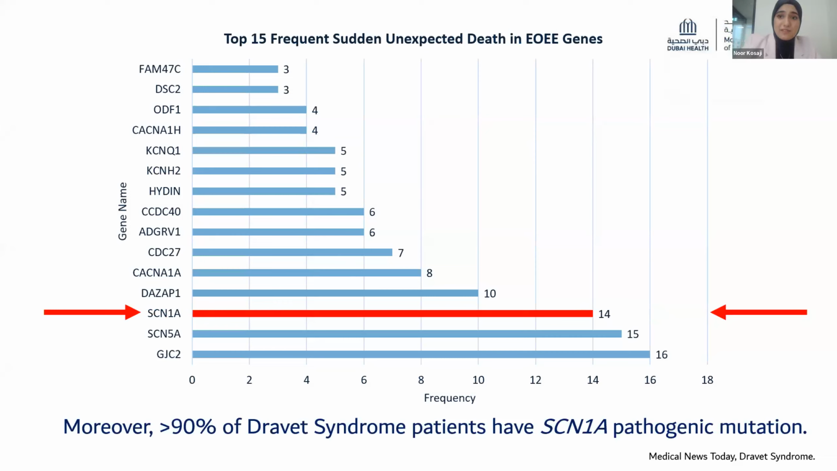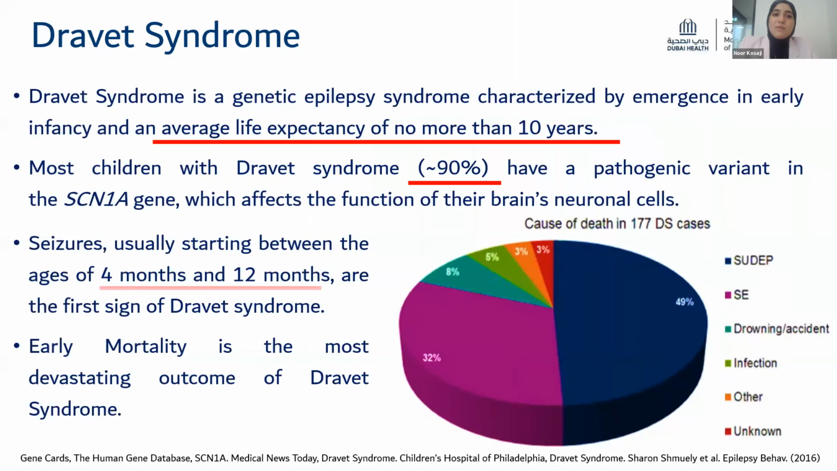Now, what is Dravet syndrome? Well, Dravet syndrome is a subset of early onset epileptic encephalopathy, particularly devastating since it emerges very early in life, in infancy in particular, and then has a very low average life expectancy of no more than 10 years. The majority of children suffering from Dravet syndrome have a mutation in SCN1A, which affects the function of the brain's neuronal cells, in turn triggering seizures, usually starting between the age of 4 months up to 12 months, and we consider this to be the very first sign of Dravet syndrome.